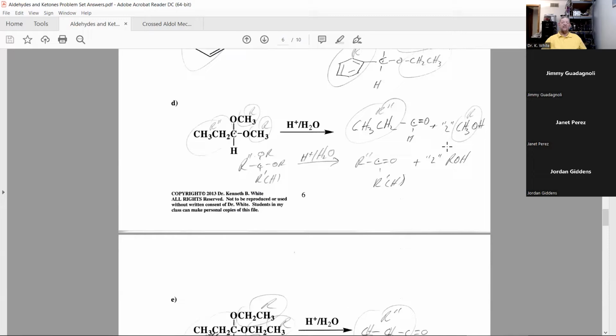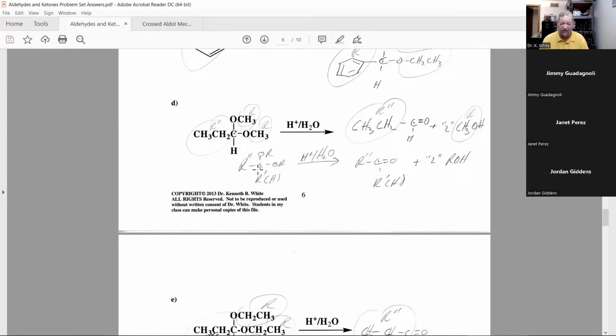Now, if we look at D, we have an acetal or ketal. This is an acetal. This is rare. Carbon single bonded to 2 oxygen atoms. In this case, each one has R on them. And here on the carbon with 2 oxygens, you have H and R prime. That H also could have been R double prime. The H could have been R prime.